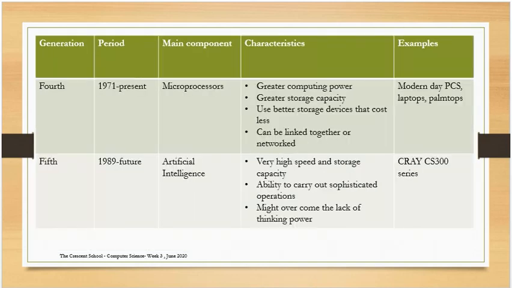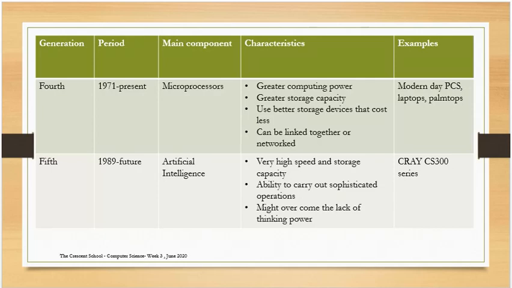Fourth generation, period 1971 to present. Main component: microprocessors. Characteristics: greater computing power, greater storage capacity, use better storage devices that cost less, can be linked together or networked. Examples: modern day PCs, laptops and palmtops.